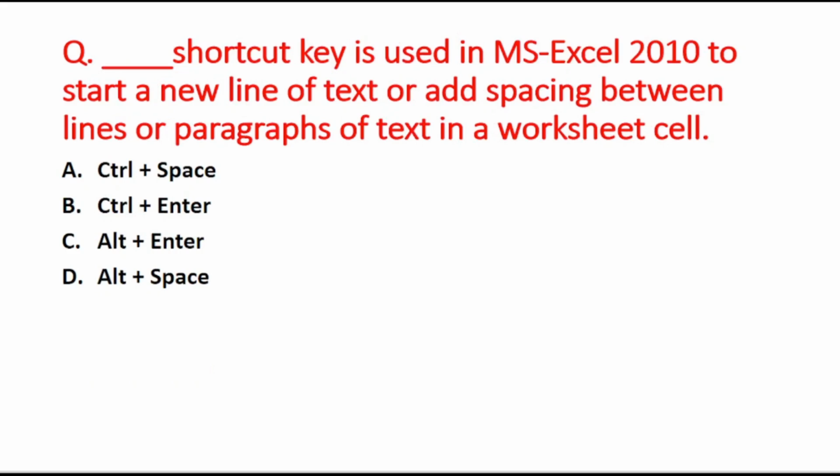Next question is blank shortcut key is used in MS Excel 2010 to start a new line of text or add spacing between lines or paragraphs of text in a worksheet cell. A option is Control plus space, B option is Control plus enter, C option is Alt plus enter and D option is Alt plus space. So the right answer is the option C, that is Alt plus enter.